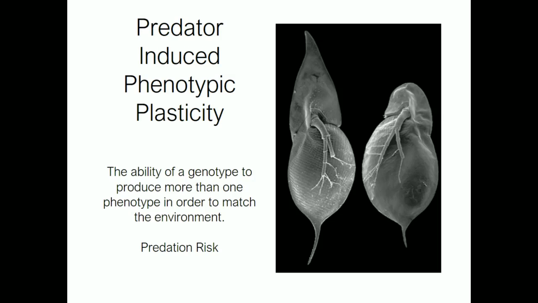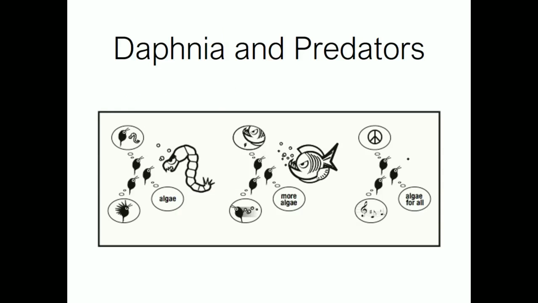I'm going to be talking about predator-induced phenotypic plasticity, and phenotypic plasticity, for those of you who need a bit of a refresher, is the ability of a genotype to produce more than one phenotype to match the environment they're in. And a classic example of this is in predator-prey interactions, particularly with Daphnia. You can see Daphnia of the same genotype. These are twins. This one's been raised in the presence of chemical smells from fish, grows spiky bits on its head, and this is the same genotype, its twin, but grown without those smells. Classic example of predator-induced phenotypic plasticity.